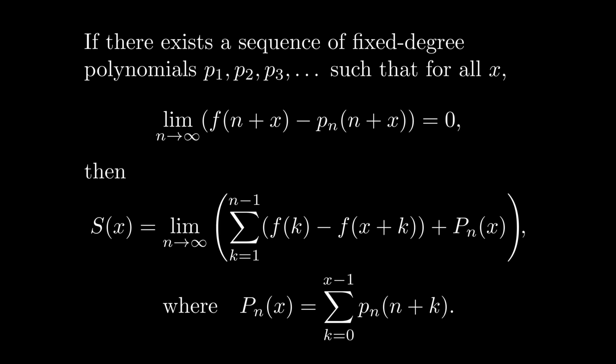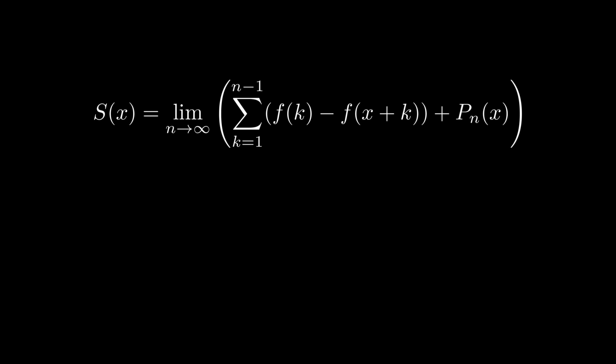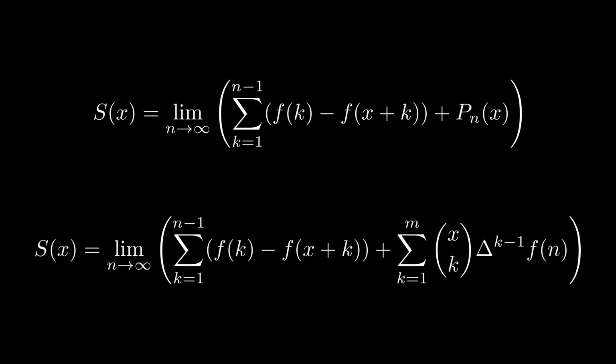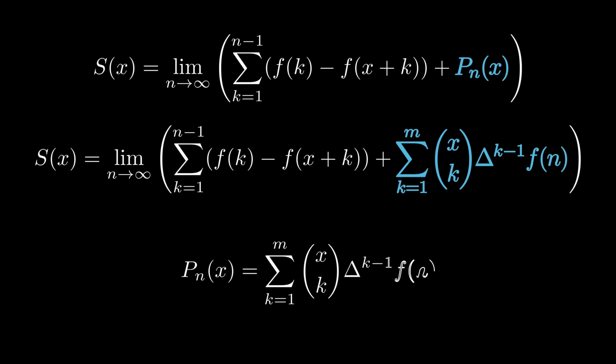Wait a second. If this is all about polynomials, what was all that crazy stuff we did with forward differences? Is our solution from earlier completely different? No, it's actually a specific instance of Euler's solution. See, these two formulas are identical, except the top one has p sub n of x, while the bottom one has the sum of binomial coefficients and forward differences. But this sum is a polynomial of degree m. This means that the bottom expression is an example of the top expression, where the polynomial p sub n happens to be given by this sum.